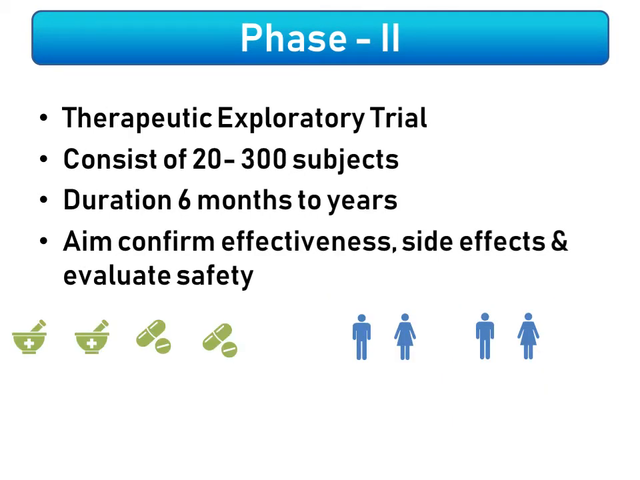Phase 2, the therapeutic exploratory trials. It is mostly carried out with 20 to 300 subjects or human beings. It may be healthy volunteers as well as patients, in which the study is carried out from 6 months up to several years or 1 year. The main aim of phase 2 is to confirm the effectiveness, side effects, and evaluate the safety.